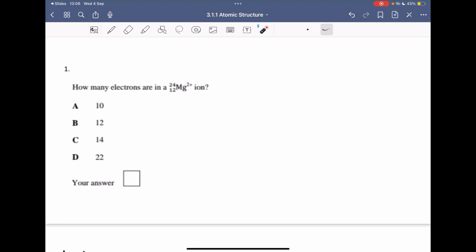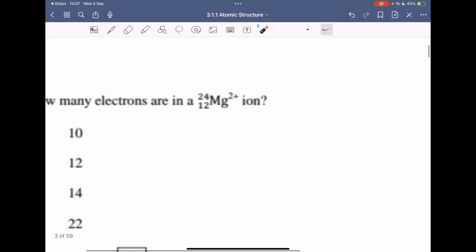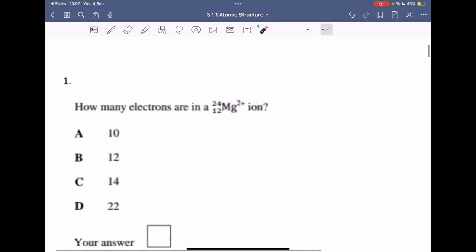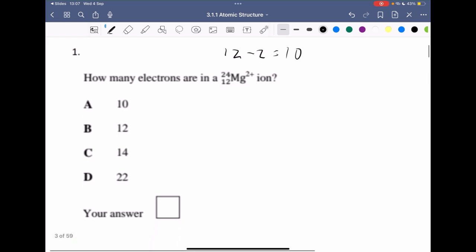Here's a question for us to try out. So we know that in magnesium there's 12 protons, because the small number is 12, so that means there's also 12 electrons. However, we have lost 2, because we have a +2 charge, so that means we lost 2. So now we have 10 remaining. So the answer is A.